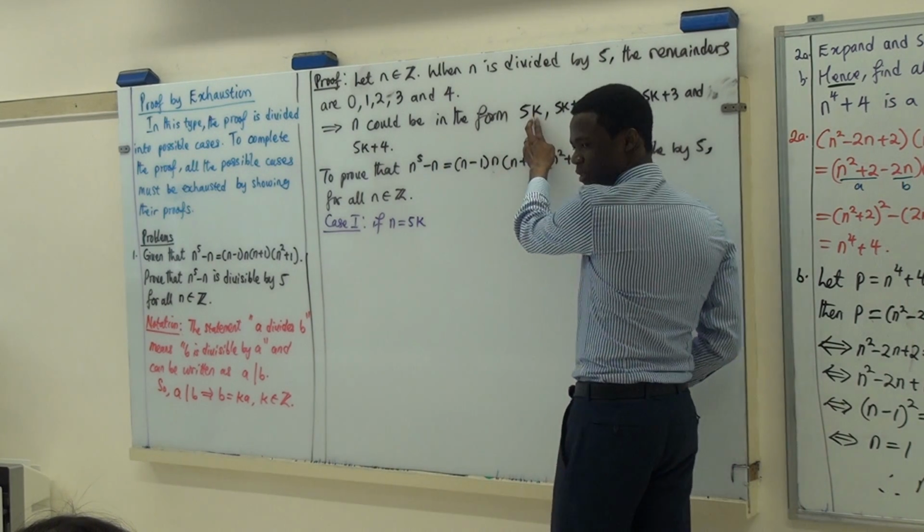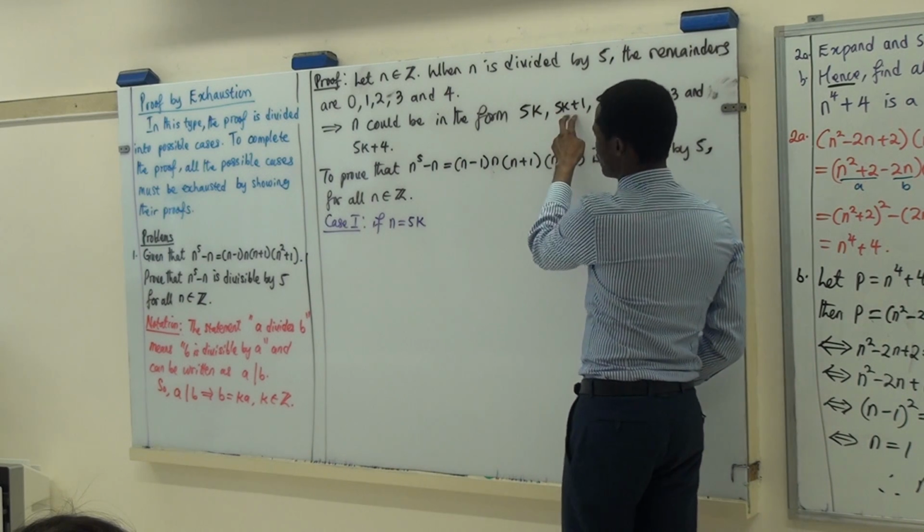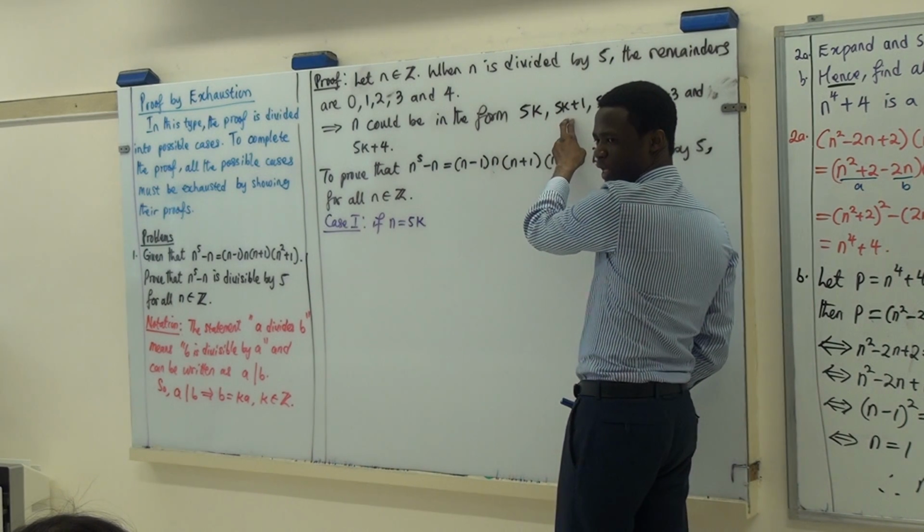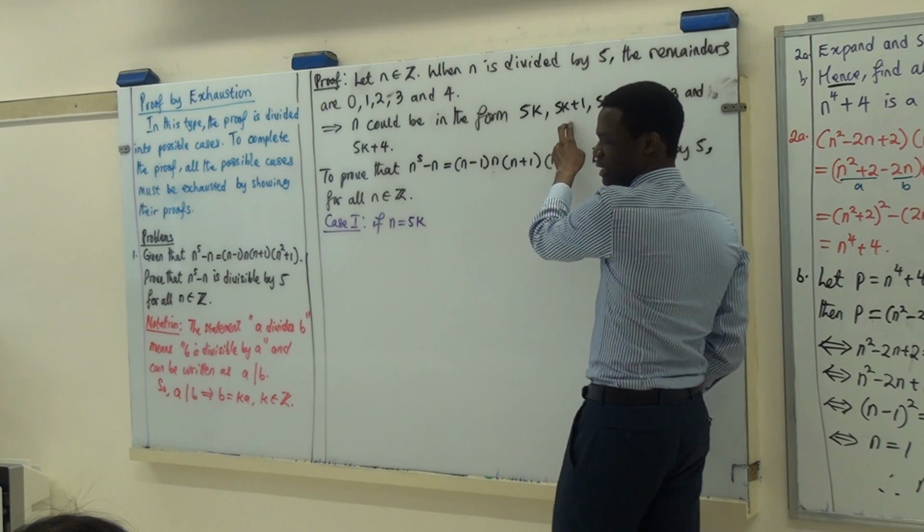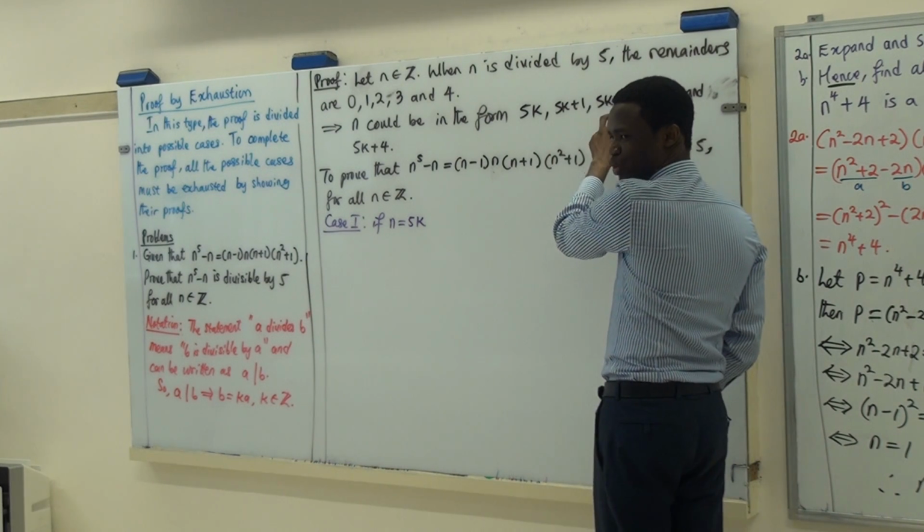5 is like this. 10 is like this. 6 is like this. 11 is also like this. 21. Yes? 7, 12, 22. They are in this form.